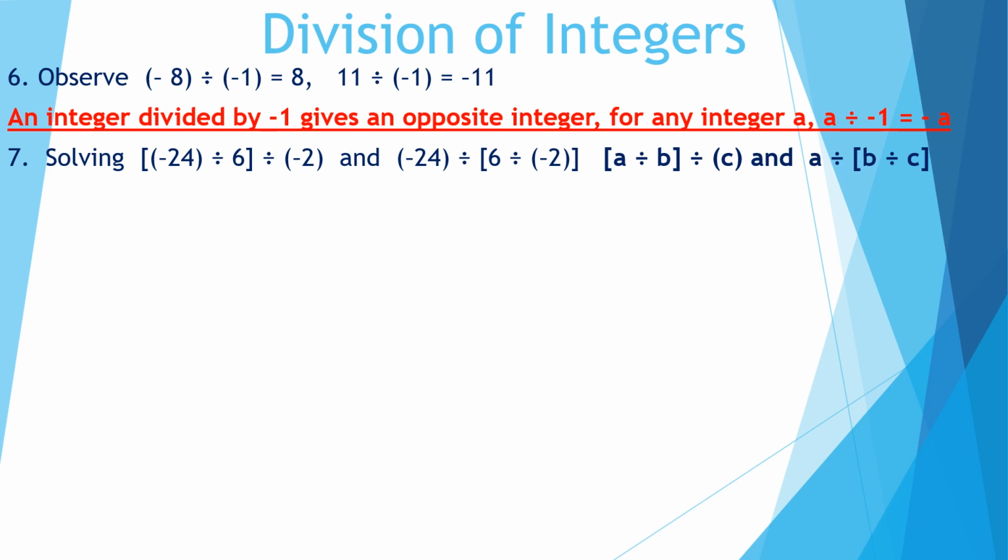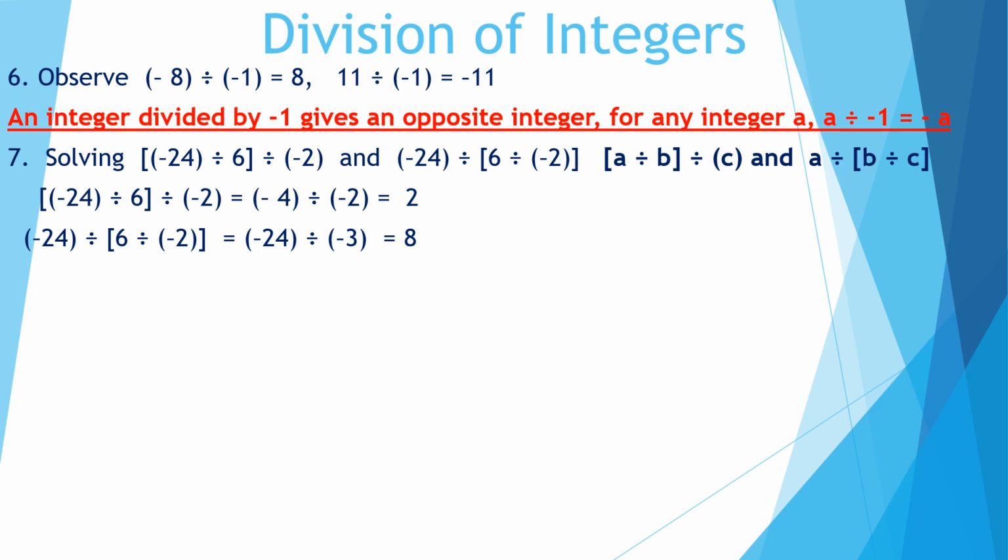Let's solve this. Minus 24 divided by 6, within brackets, divided by minus 2. And minus 24 divided by, now 6 divided by minus 2, are associated within the parentheses. Now minus 24 divided by 6, we first evaluate and get minus 4 as a negative integer is divided by a positive integer. And minus 2 we write as it is. Now negative integer divided by a negative integer, minus 4 divided by minus 2 will give 2.